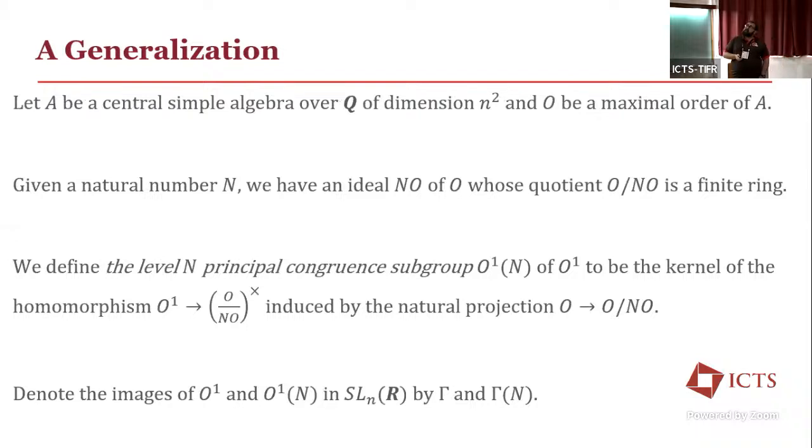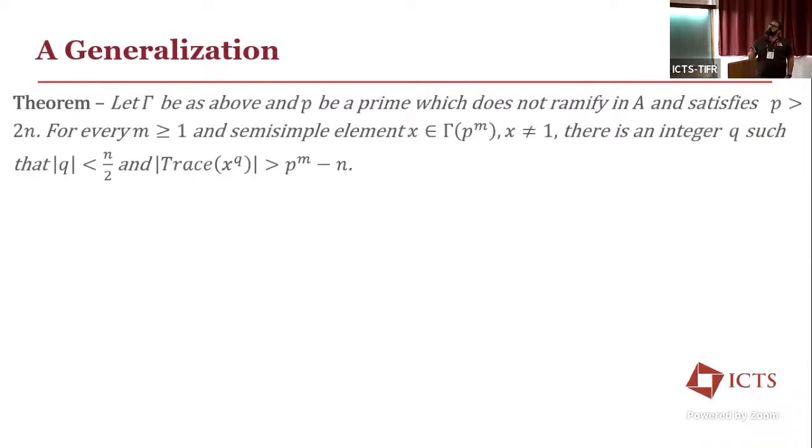Okay, so I'm going to take a central simple algebra over the rationals of dimension n squared. O is a maximal order. So given a natural number N, we have an ideal NO. The quotient O mod NO is a finite ring. We define the level N principal congruence subgroup as the kernel of the homomorphism from O^1 to the units in O mod NO. Okay, fine so far. I'm going to call these O^1_N, and I'm going to denote them gamma, gamma_N, just like before.